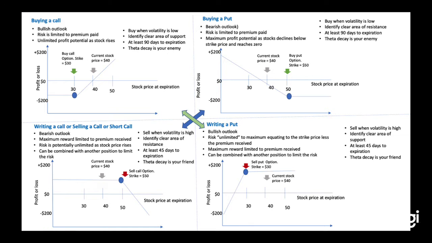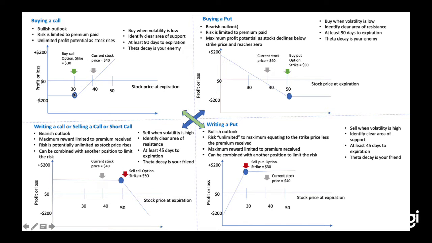Let's illustrate this with a simple chart here. We have a stock currently trading at $40. Since you're buying a call option, you have to look at a clear area of support. So typically around, say, right here at 30 in this scenario. And what you can also do is look at the chart, look at the area of support, and you can also see the delta.